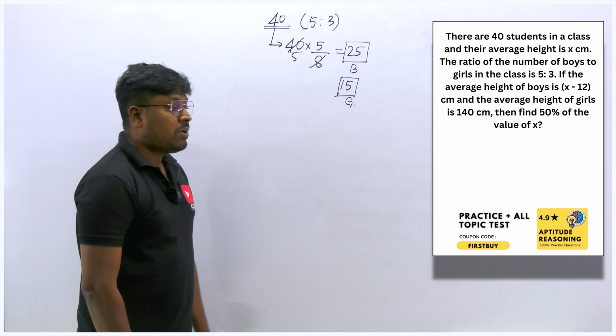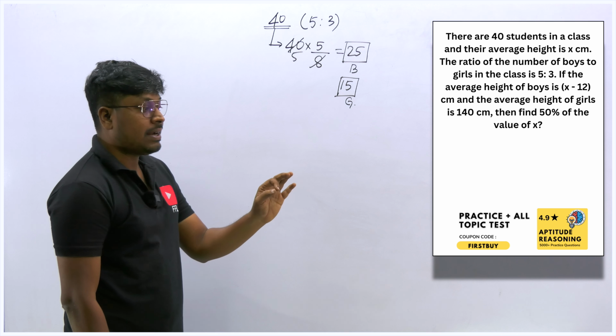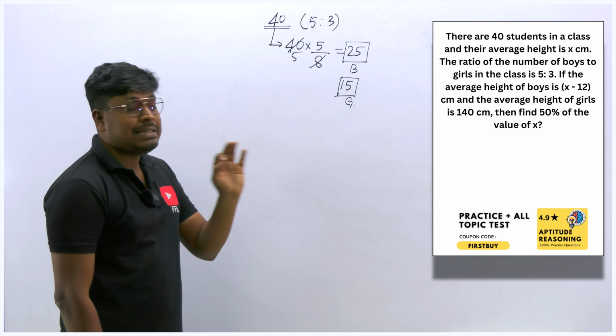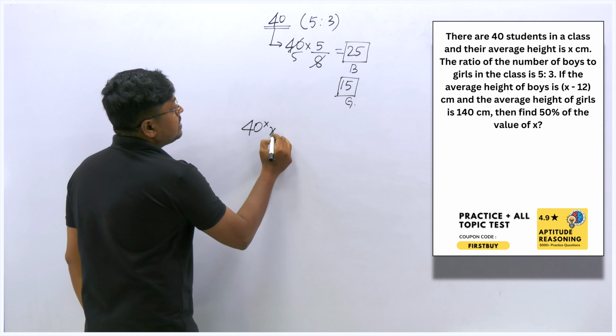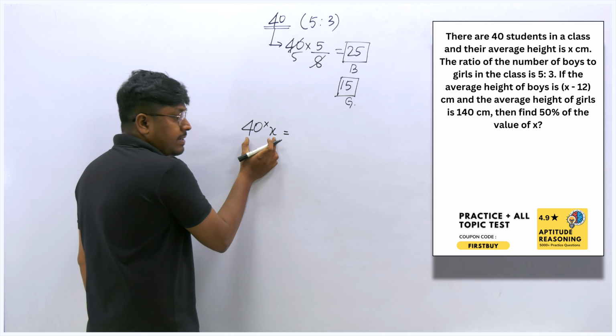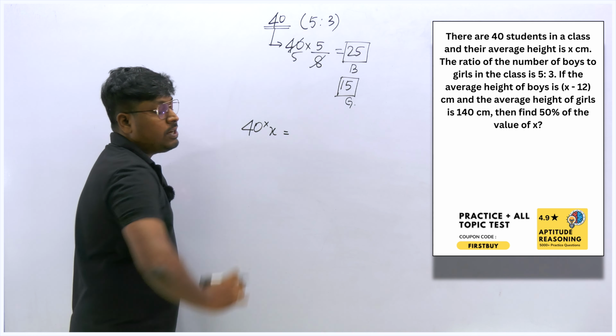Now according to the question, what they have given in the first point is that there are 40 students in a class and the average height is x centimeter. So 40 into x will be the total height. They are talking about height. So the total height of the classroom will be 40 into x.